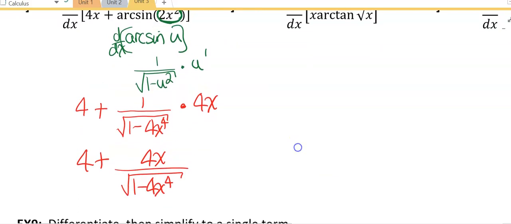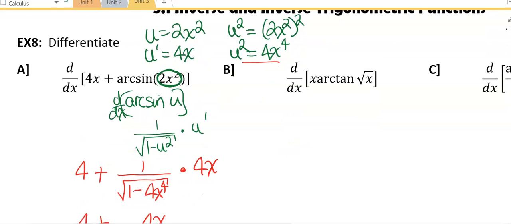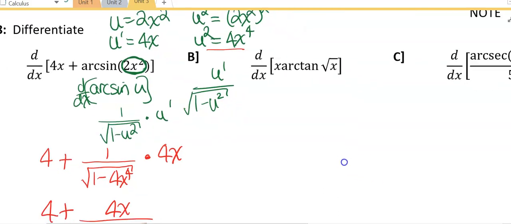Whether you use u or just use the chain rule, it's the exact same thing. It might be easier for some of us to think about this problem as u prime over the square root of 1 minus u squared, or just do the chain rule. Either way is perfectly fine.